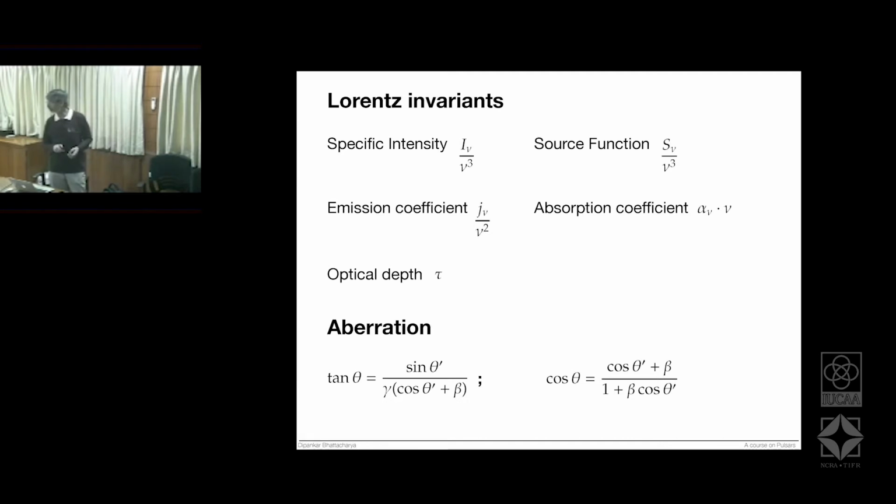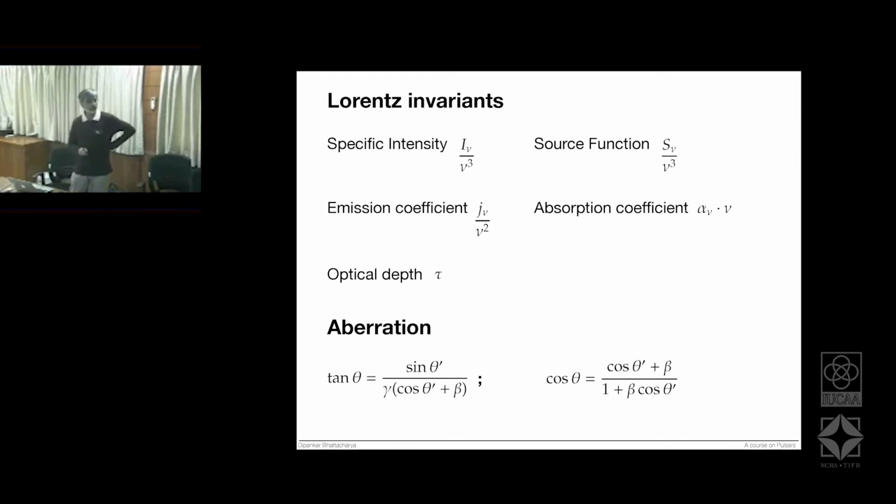The specific intensity transforms like this: I_nu over nu cubed is constant. If you go from one frame to another, you know how frequency transforms, because you know the Lorentz transformation of frequency. So you can then get the new specific intensity by applying this Lorentz invariant relation, I_nu over nu cubed is constant. This is one of the very useful relations in radiative transfer that people use.